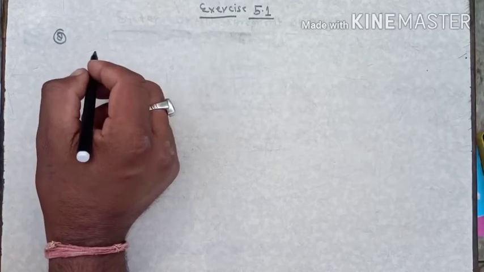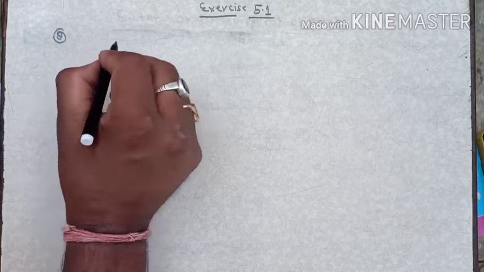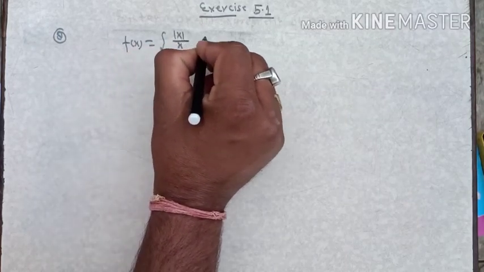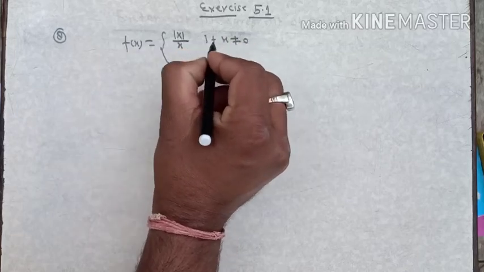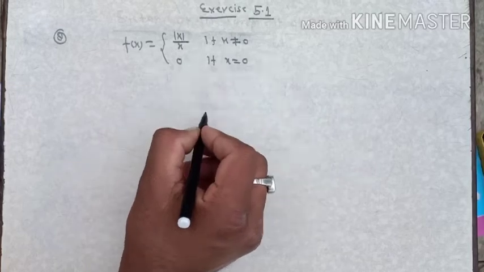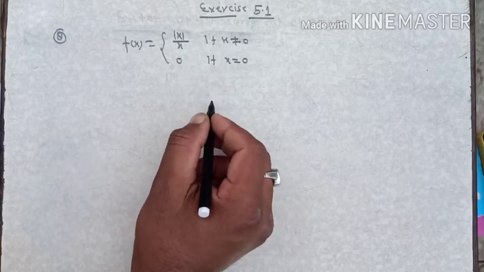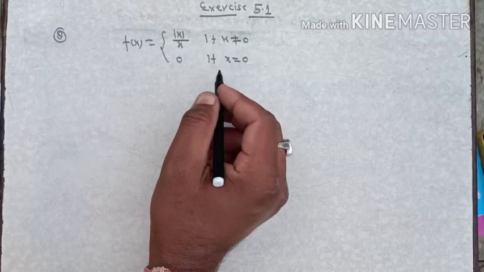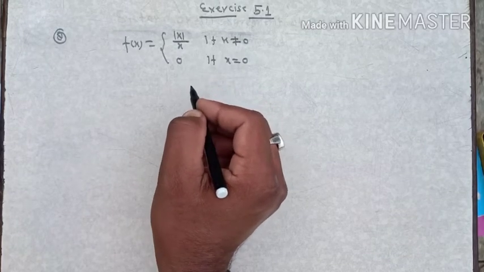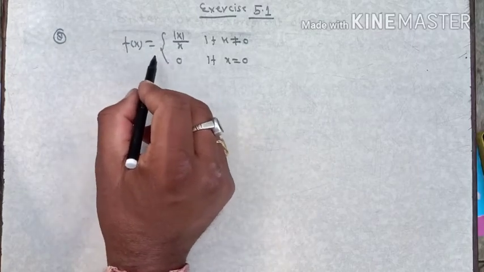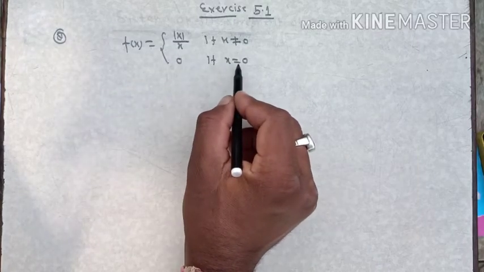Find all points of discontinuity of the function f where f(x) is equal to |x|/x if x is not equal to 0 and f(x) is equal to 0 if x is equal to 0. So here the behavior of the function changes at point x equal to 0. So we find the limiting value of the function and the value of the function at point x equal to 0, because the function behavior changes at point x equal to 0.